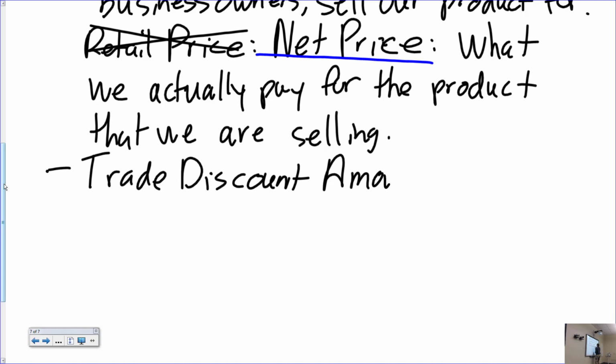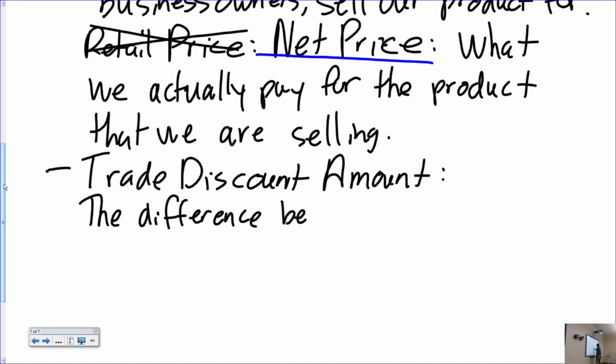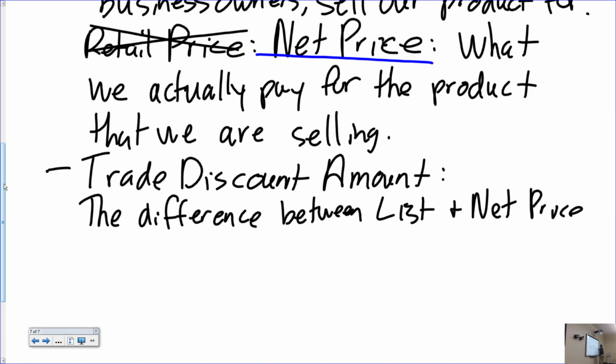And then the last term that will sort of round out the simple equation that drives the relationship between these two is the trade discount amount. And the trade discount amount is just the difference between list and net price.